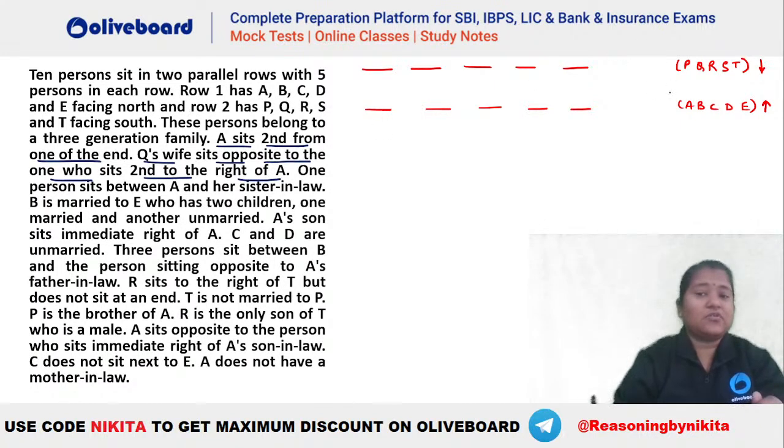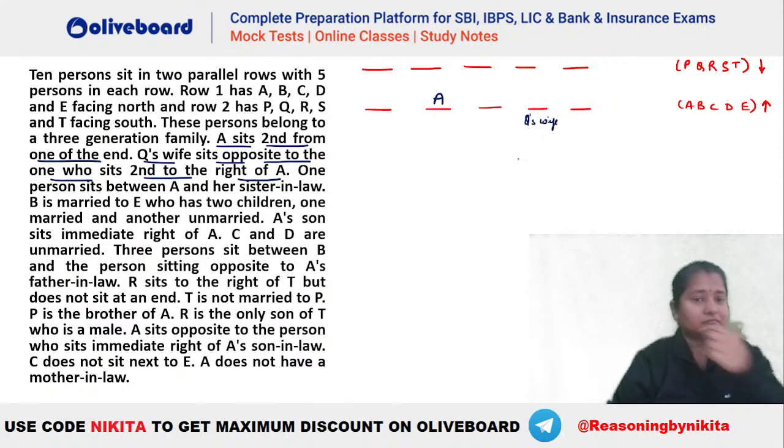So you can see we know that A is facing the north here. Okay, and he has to be second from one of the ends, and there has to be a person who is second towards his right. That means A has to be this person, because in his second right we have to place your Q's wife, isn't it? So this person will be Q's wife here. Okay? I hope this is clear.